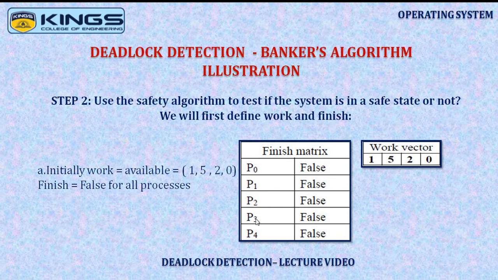Now all the processes haven't completed their task, so the finish entry is made as false for all the processes, P0 through P4. None of them have completed their role. Now let us proceed further.